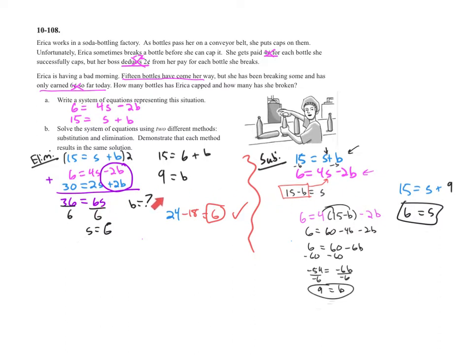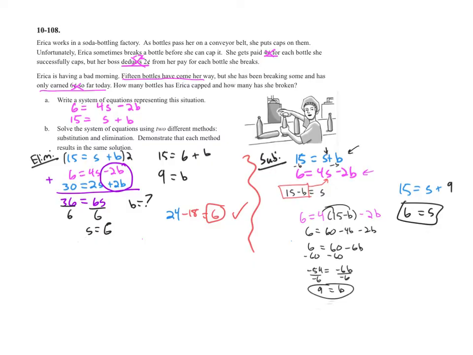So as you can see, they both take a little bit of extra work. I'd probably go with the substitution route just because to subtract off a single variable is a little bit easier to me than trying to find something to eliminate here. But it doesn't matter. If elimination makes more sense, lean into that. If the substitution makes more sense, lean into that.